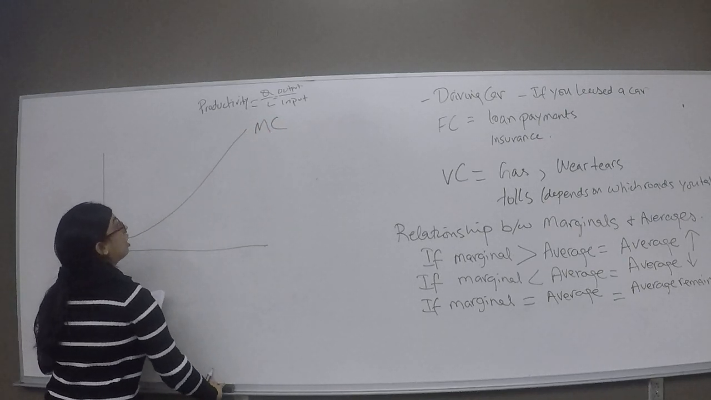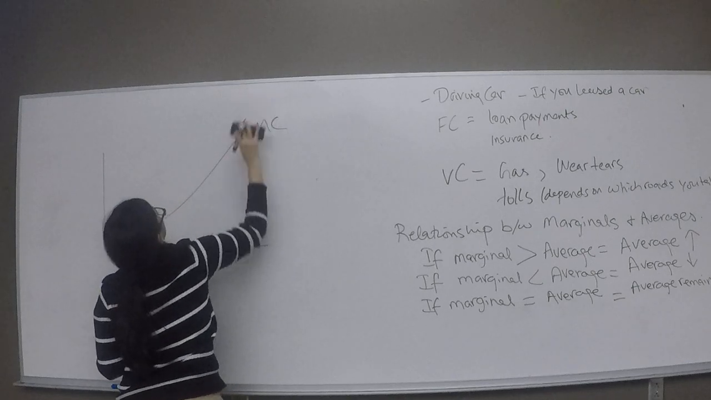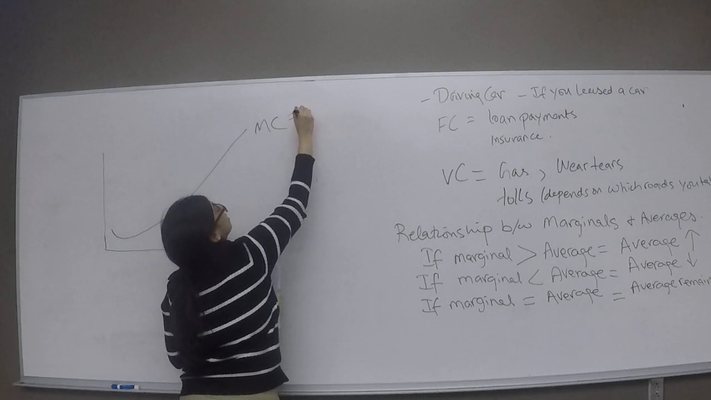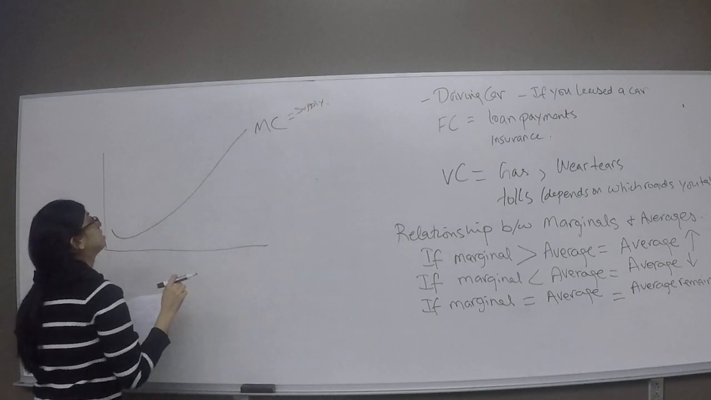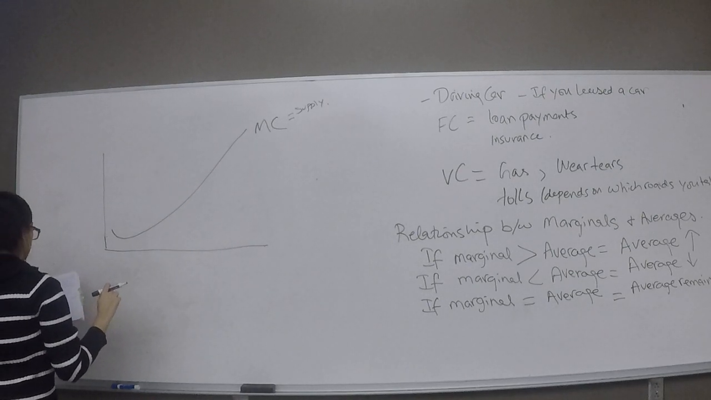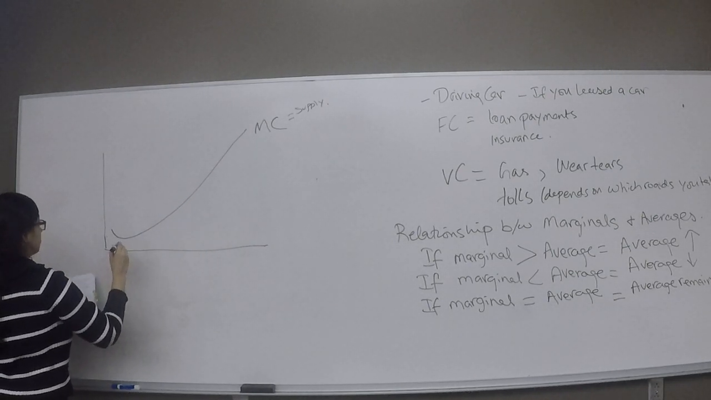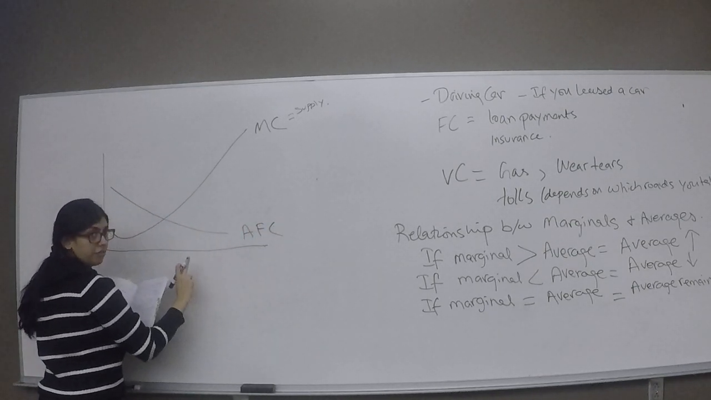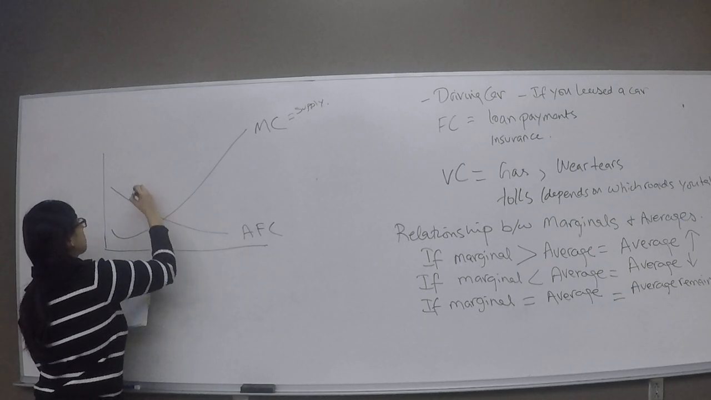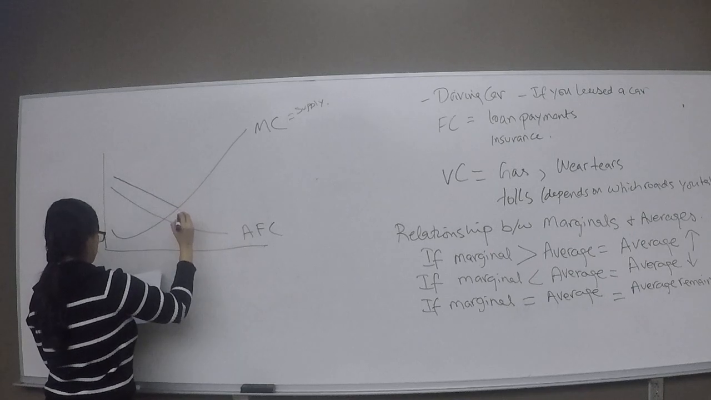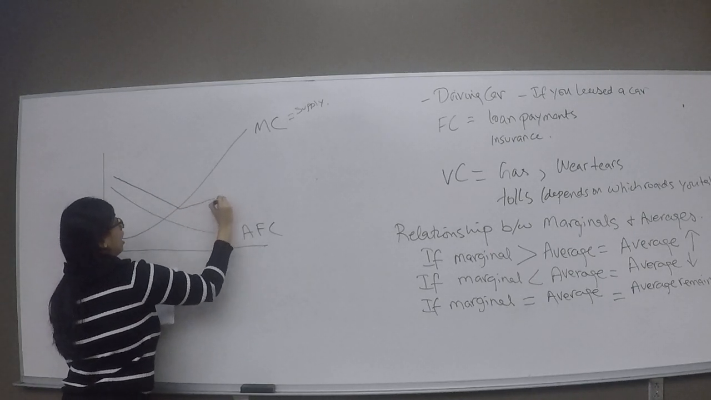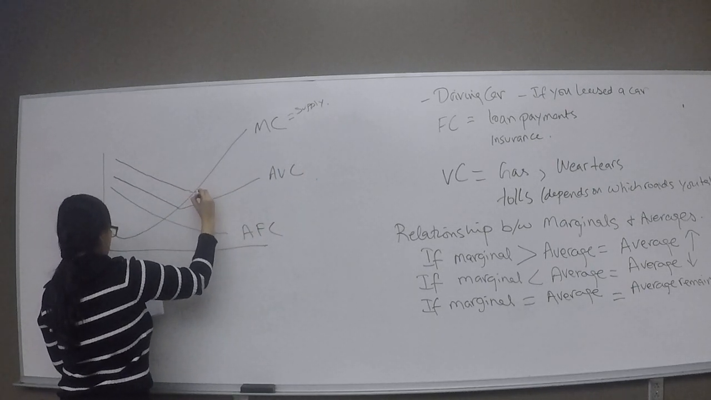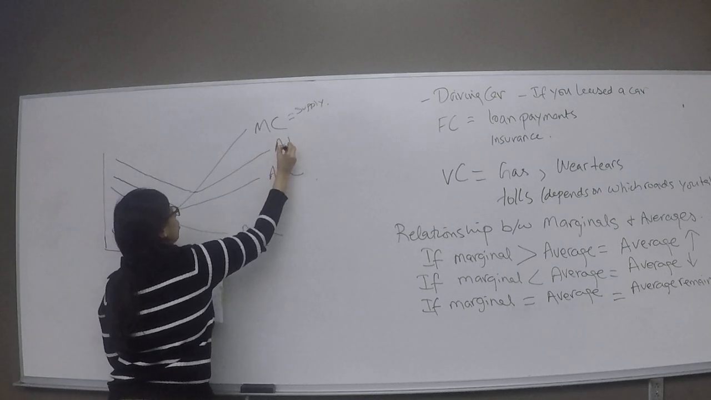This is your marginal cost curve. It's an upward sloping curve, just like a supply curve, just like supply. This is your average fixed cost curve. Then comes your average variable cost curve, then comes your average total cost curve.